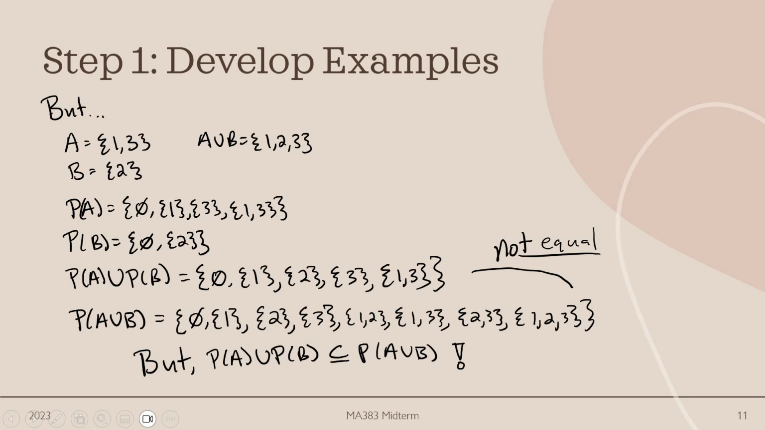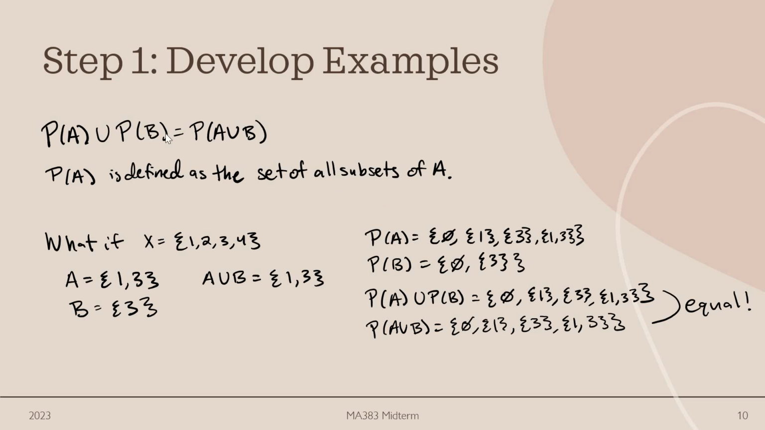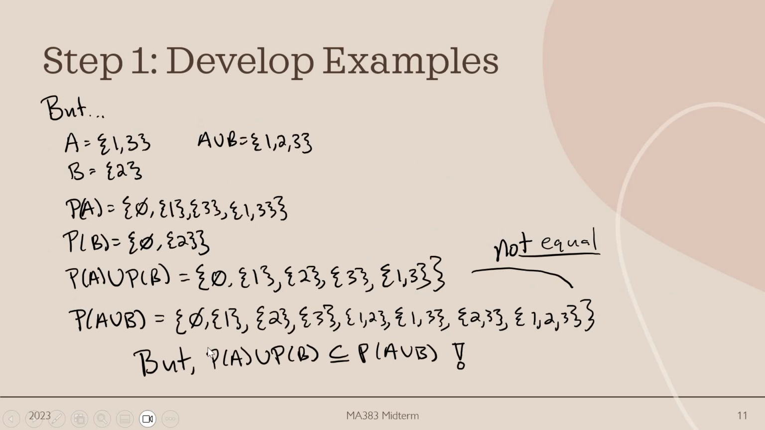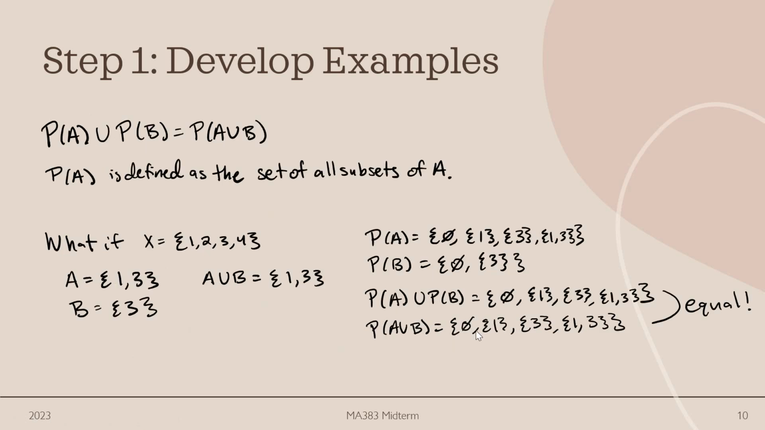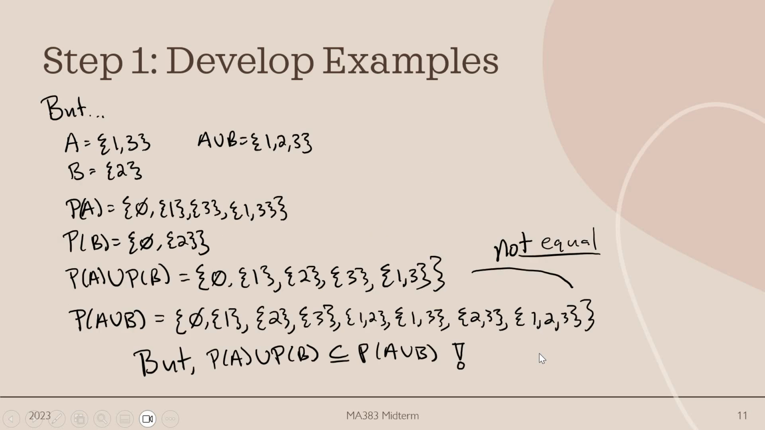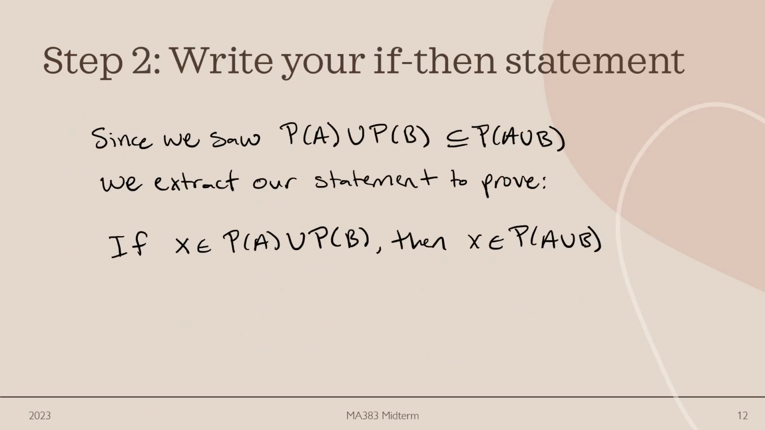So what we can conclude is while this initial statement, power set of A union power set of B equals power set of A union B, is not true, we do think that we can show power set of A union power set of B is a subset of the power set of A union B. Alright, and as we can see back here, these are equal, which means that this statement holds true because it's still a subset even if they're equal, because it contains only elements within that other set.